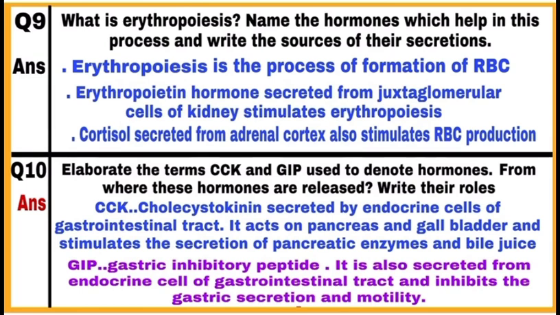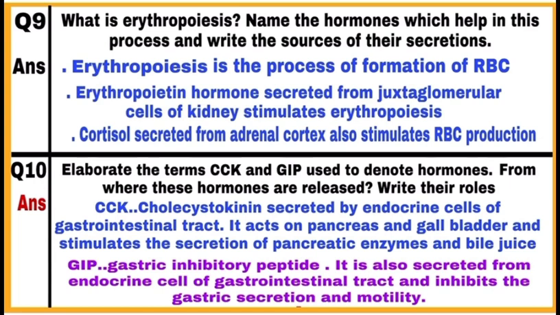Question number 9. What is erythropoiesis? Name the hormones which help in this process and write the sources of their secretions. Erythropoiesis is a process of formation of red blood cells. Hormones जो इस process में help करते हैं they are number 1, एरिथ्रोपोइटिन हार्मोन जो किडनी में प्रेजेंट जक्स्टाग्लोमेरुलर सेल से सिक्रीट होता है और एरिथ्रोपोइसिस को स्टिमुलेट करता है। सेकेंड हार्मोन is cortisol, which is secreted from adrenal cortex and help in stimulating the red blood cell production.